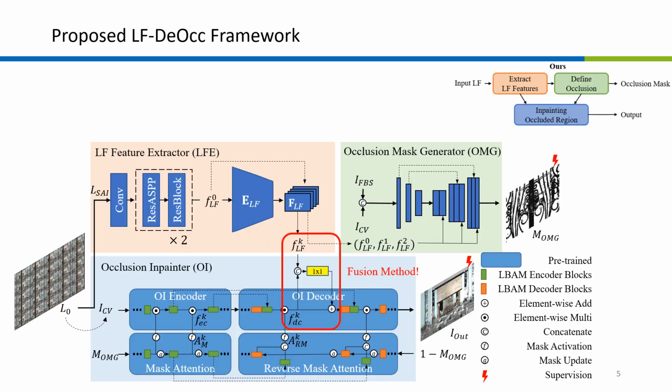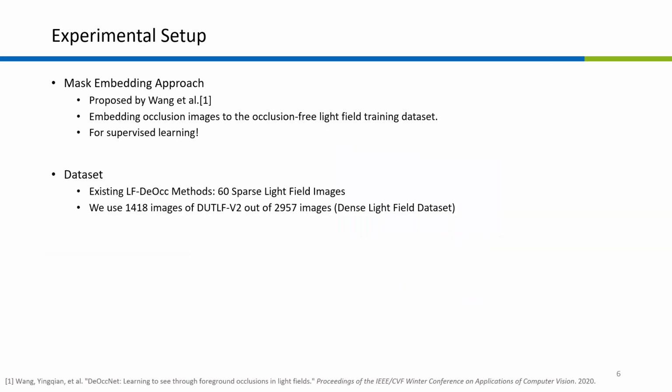This is our whole model architecture. Each specialized part extracts features from the input light field, defines the occlusion, and fills the occluded regions with rich information from the light field and context. We fuse the extracted light field features and inpainted features with a simple one-by-one convolution, which outperforms other complicated fusion methods. We use the mask embedding approach for supervised learning.